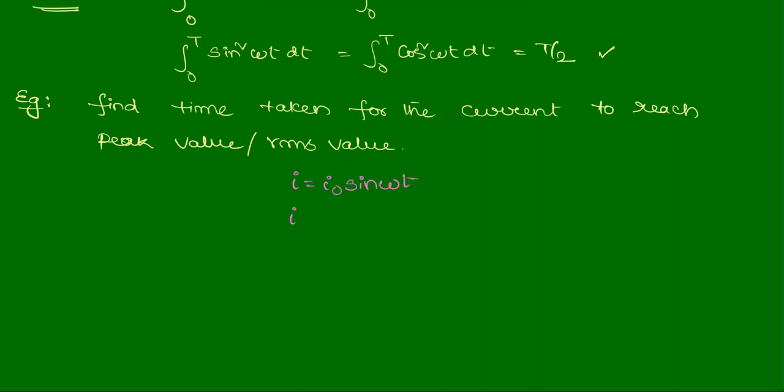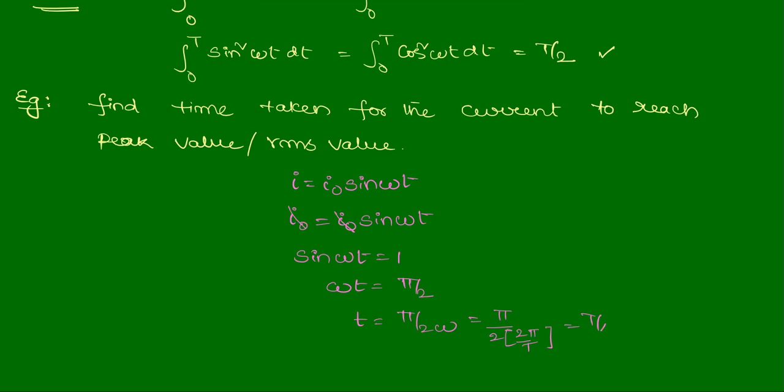They're asking about I has to become I naught, that is, I naught equal to I naught sine omega t. So I naught gets cancelled, and we'll have sine omega t is equal to 1. This is possible only when omega t is equal to 90 degrees, which is pi by 2, or t is equal to pi by 2 omega. Or else, pi by 2 into omega is nothing but 2 pi by T, so that will be equal to T by 4. They may ask in terms of omega, or they may ask in terms of time period. That's why I derived both.